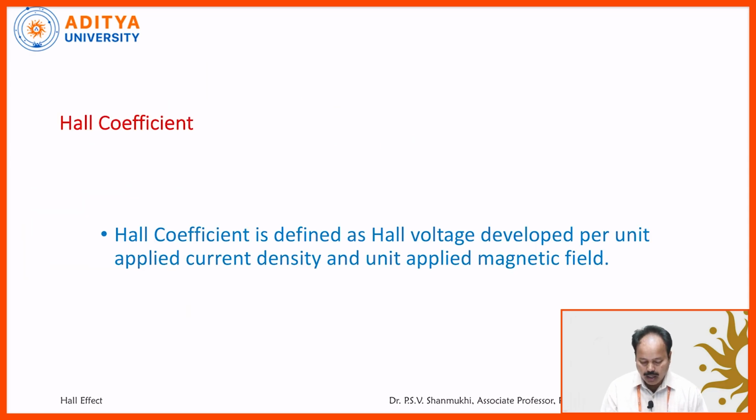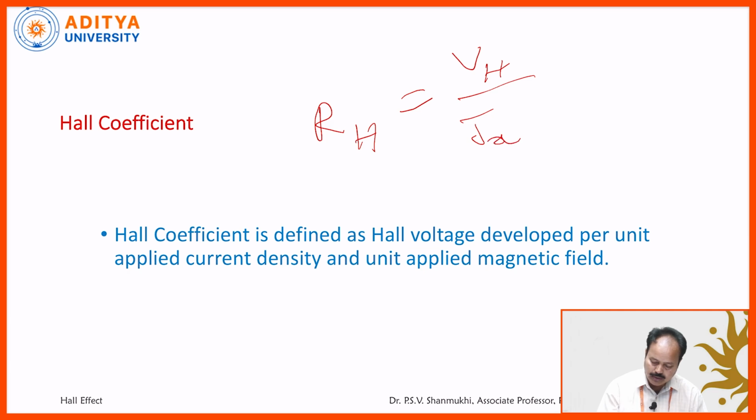Now, coming to Hall coefficient, there is another important parameter, that is Hall coefficient. Actually, the Hall coefficient is defined as the Hall voltage developed per unit applied current density and unit applied magnetic field. Generally, we write this as Hall coefficient RH. It is equal to the Hall voltage developed VH divided by Jx into Bz, where VH is the Hall voltage developed along y direction, Jx is the current density along x direction we are applying, and Bz is the applied magnetic field along z direction.